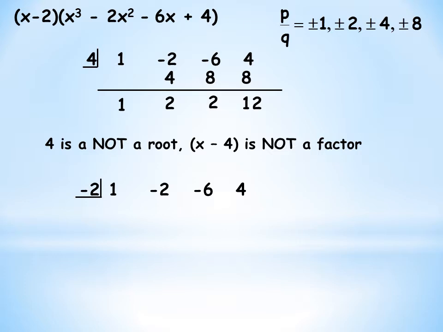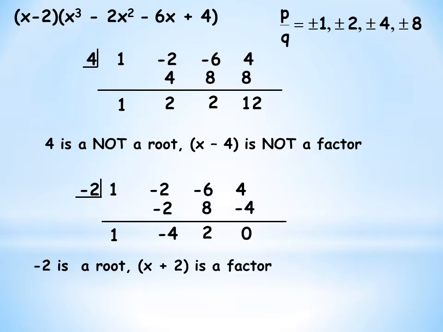All right, I'm going to go to negative 2 now, just because I know kind of where we're going and I want to shorten this. But if you were to go through each one of these systematically, you would go to positive 8, then you'd go to negative 1 and negative 2 and so forth. I'm going to bring down the 1, multiply, add, multiply, add, multiply, add. And now I know that negative 2 is a root, which means that x plus 2 is a factor.